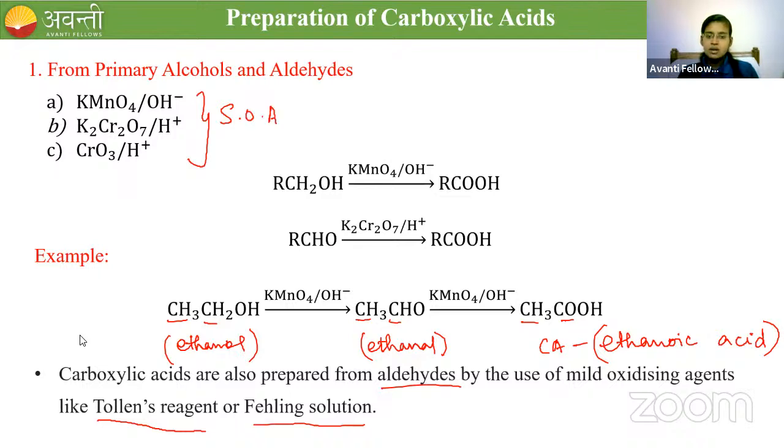And these two are mild oxidizing agents. So if you want to use these mild oxidizing agents, then you have to start with aldehyde. If you use a mild oxidizing agent with aldehyde, you can produce carboxylic acid. But if you want to convert an alcohol to acid, then you have to use a strong oxidizing agent. There is no other way. Is it clear to all of you? So this is all about the first preparation of carboxylic acid.